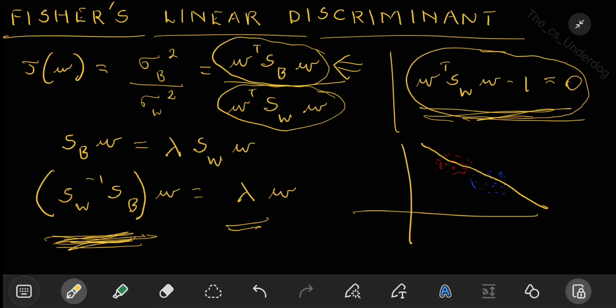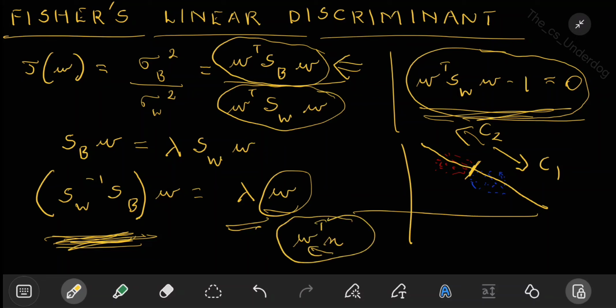If you project all the points here, then you can easily find a decision boundary, and you can say to one side of it, it is class C1, to the other side of it, it is class C2. So once you find this W, the only thing you have to do is project all the points onto this vector. How to project? We already discussed in the starting of this lecture. Just do W transpose X, then the point will be projected onto W. So project all points onto W and then do the classification. This is how you do classification using Fisher's linear discriminant.